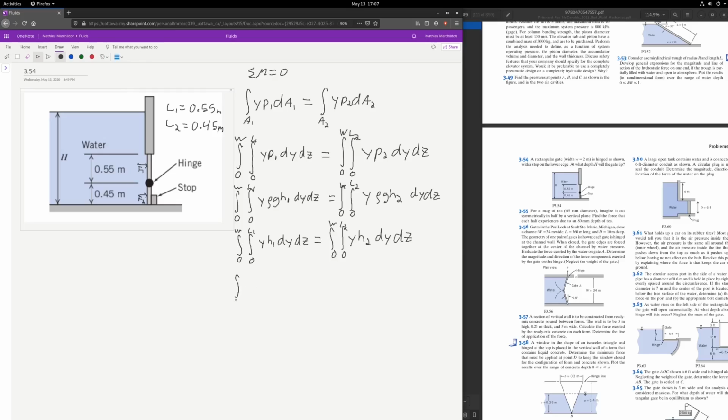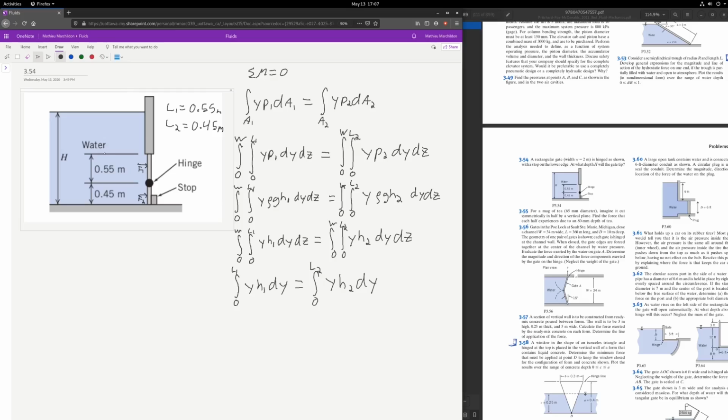So because they cancel out, the integral of L1 h1 dy is equal to the integral of L2 y h2 dy. Now we need to define what h1 is as a function of y right here.